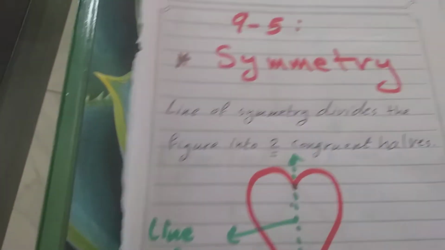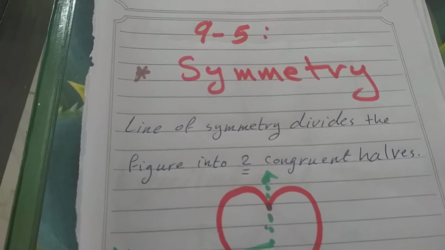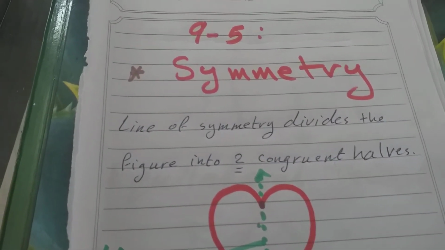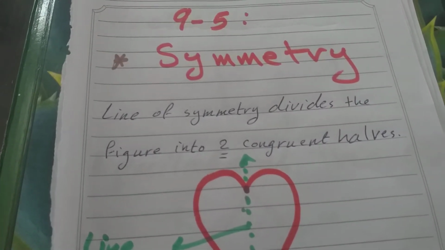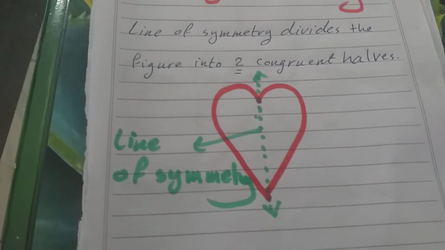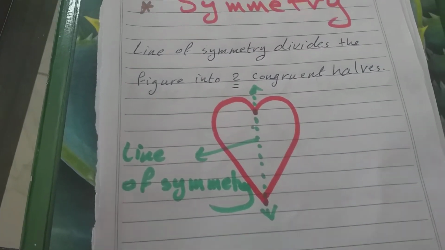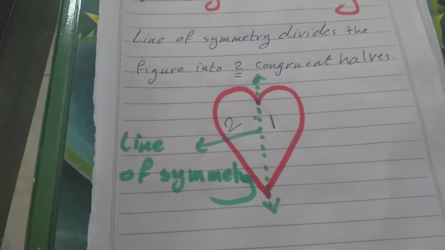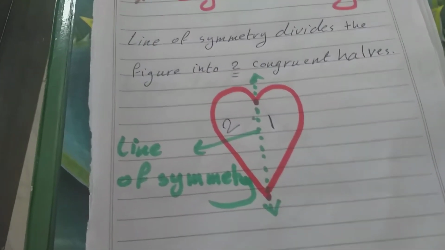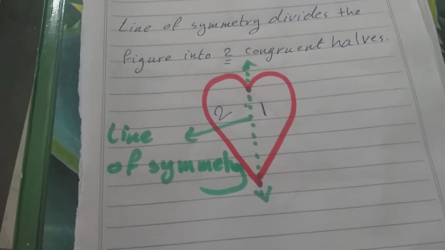Now let's talk about lesson number 5, symmetry. What does symmetry mean? A line of symmetry divides the figure into two congruent halves. Look at this beautiful heart. I will divide it into two equal parts. This is part number 1 and this is number 2. The line of symmetry in the green color, as you see in the figure, obviously divides it into two equal parts.